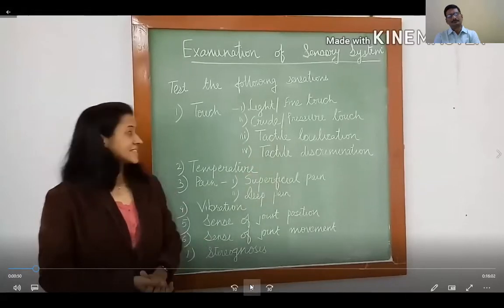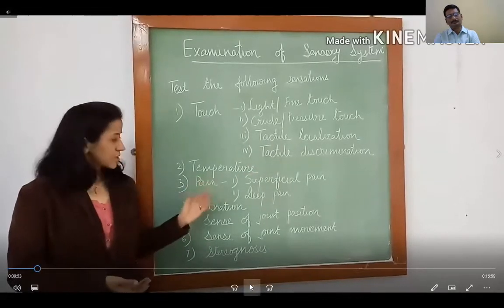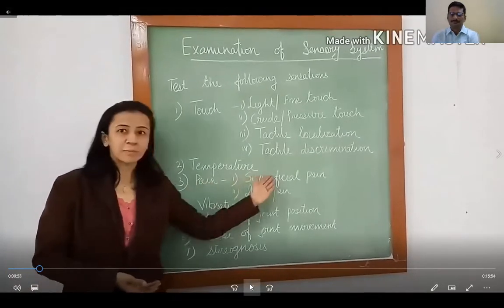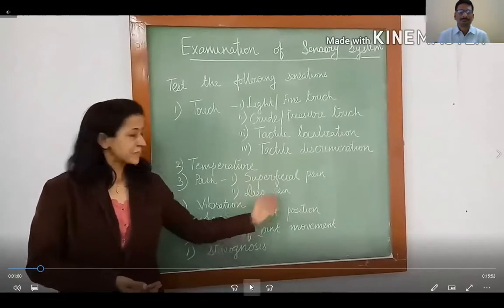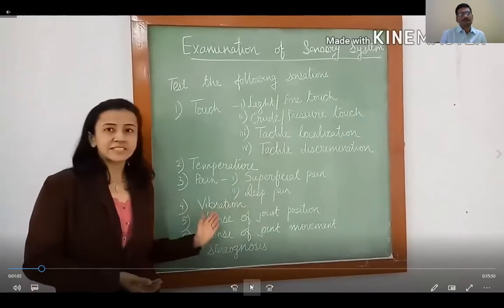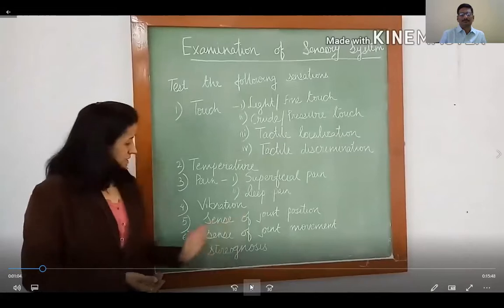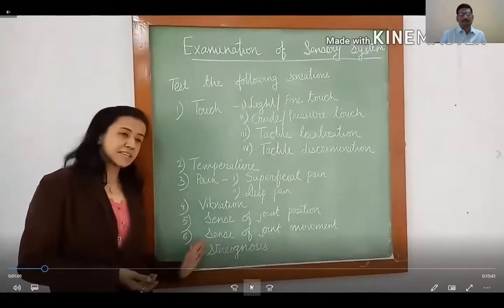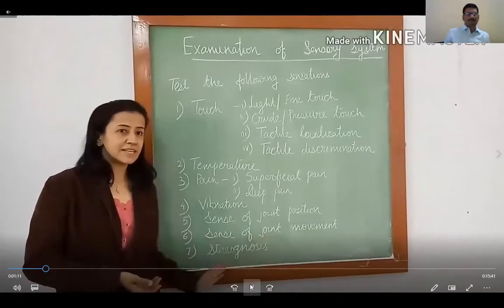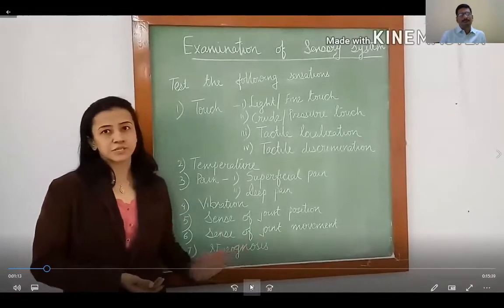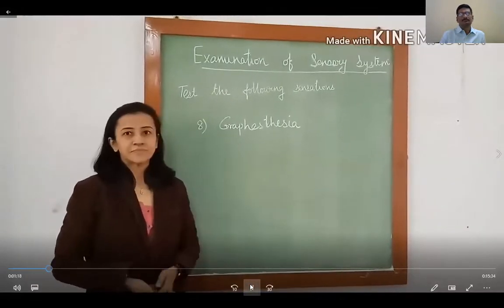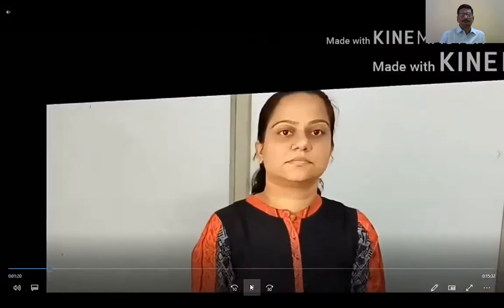Second sensation to be tested, that is temperature. Third, pain, which is further tested under superficial pain and deep pain sensation. Another sense to be tested, that is vibration sense. Fifth one, sense of joint position. Sixth, sense of joint movement. And seventh one, stereognosis. And graphesthesia. Let us start examination of sensory system.